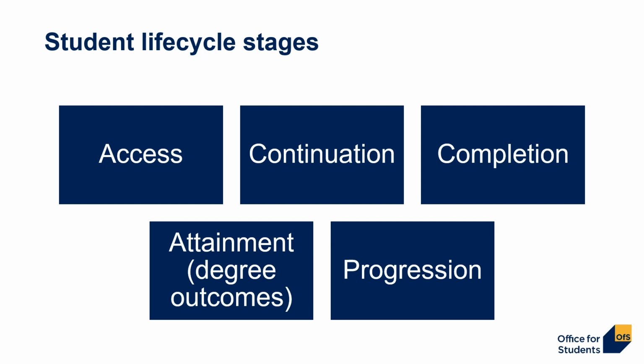Degree outcomes or attainment gives the number of students who were awarded first or upper second class degrees as a percentage of qualifiers from level 6+ degrees who were awarded classified degrees. Progression is the number of students progressing to professional or managerial employment, further study or other positive outcomes 15 months after gaining their qualification. This data is derived from responses to the Graduate Outcomes Survey from the 2017 to 18 academic year onwards.